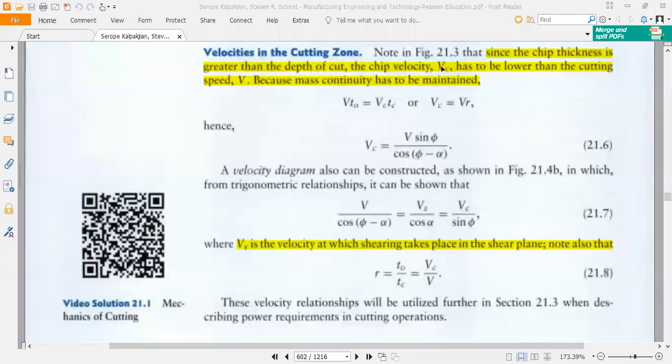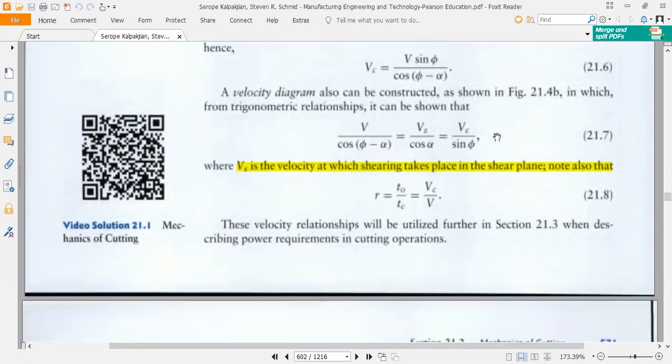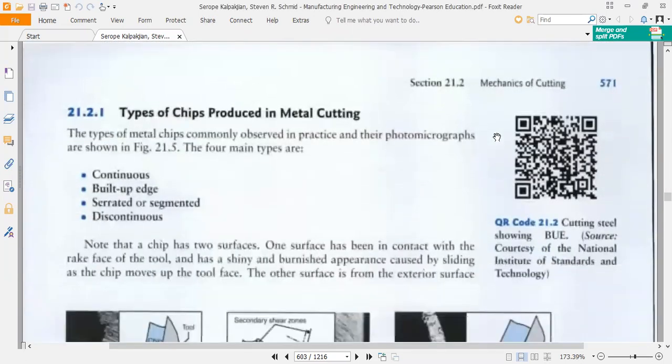Since the chip thickness ratio, I have told you that the final chip thickness is always greater than the initial depth of cut. The chip velocity has to be lower than the cutting velocity. Cutting velocity means the velocity of the spindle, whether it is a tool in the case of milling machining, or a job in the case of lathe machining. So the chip velocity must be lower than the cutting velocity in order to satisfy the mass continuity equation. This is the equation we will discuss in detail in the original class about this model.